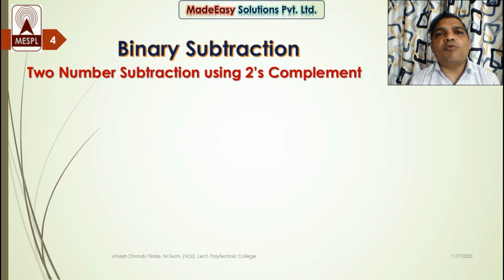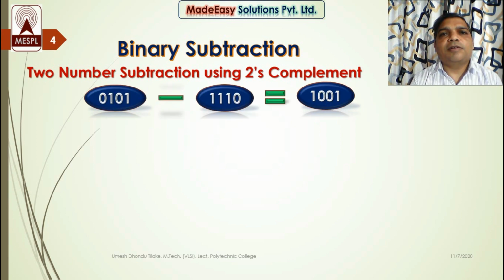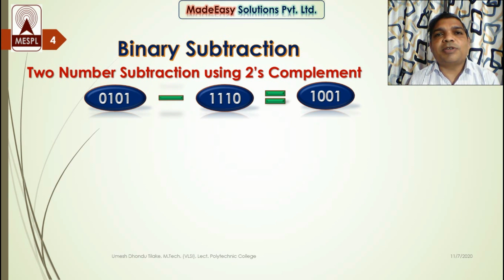Now let's see how we can use 2's complement to obtain the subtraction. So let's take an example. Here I have considered the same numbers I had used in the previous two videos, that is binary subtraction and binary subtraction using 1's complement, so that you can compare the methods and cross verify them. So in the previous two videos I got the result 1001. So here I must get the same result.